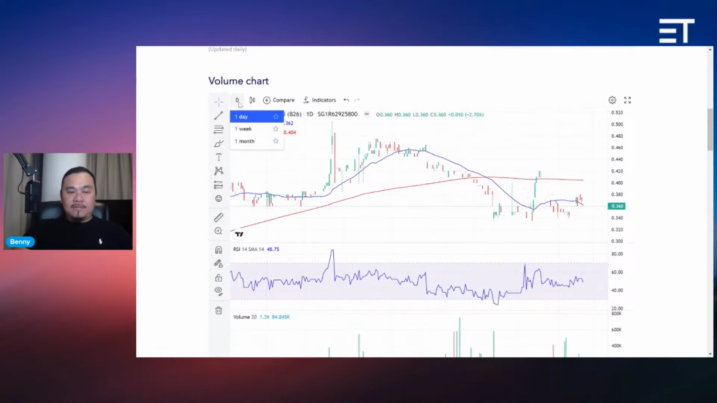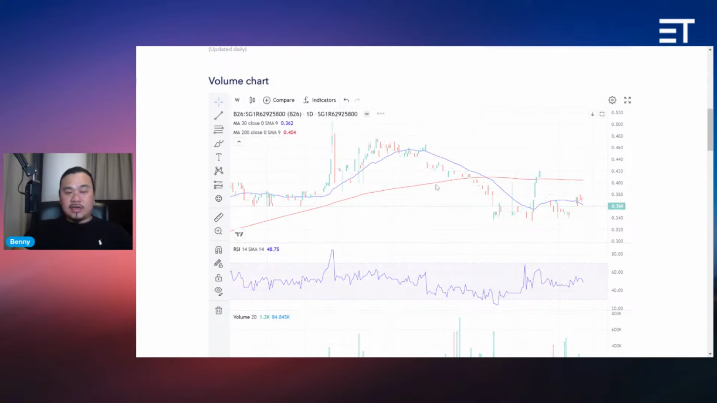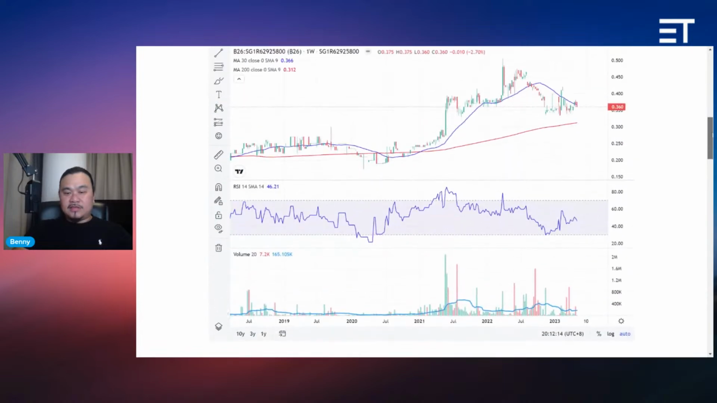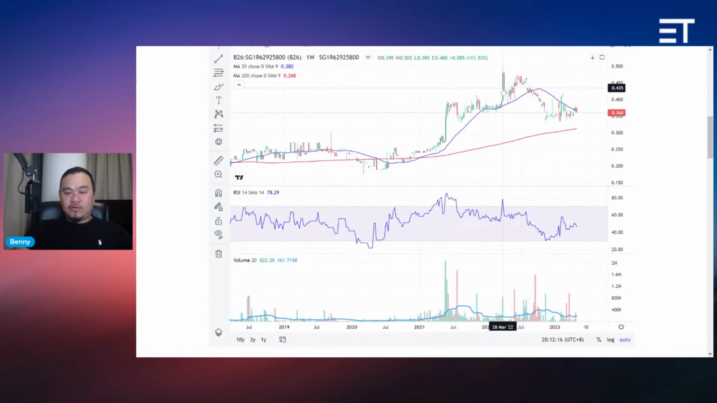I can look at, let's say, a longer term chart. Maybe I'll look at a weekly chart so I can get the bigger picture of where the stock price is moving. So you can see the price went as high as 50 cents. That was somewhere in the beginning of 2022, March 2022. It went to 50 cents. And of course, in the past 1 year, market has softened. You see price has actually come down. So it's now trading at about 36 cents.